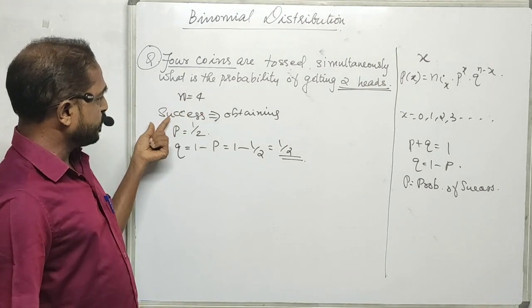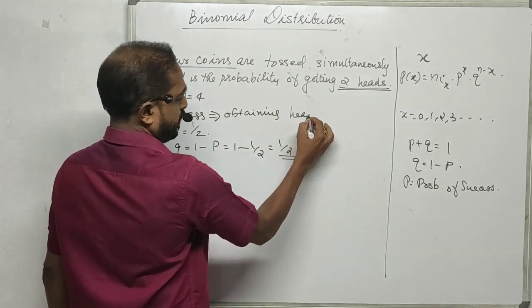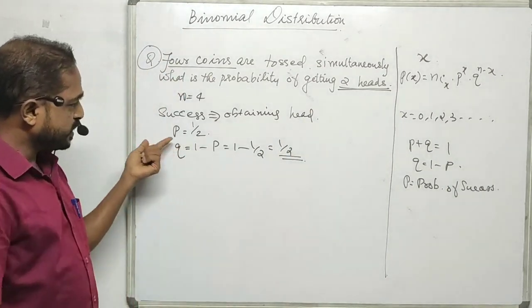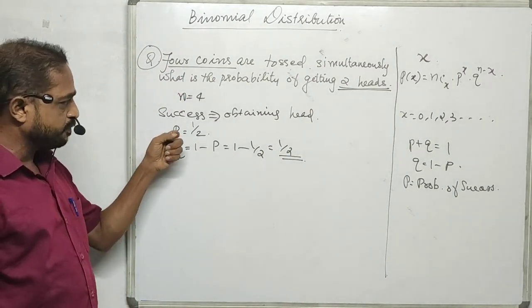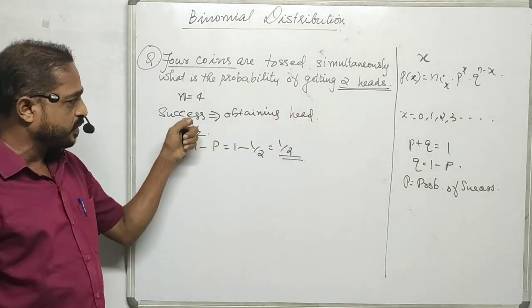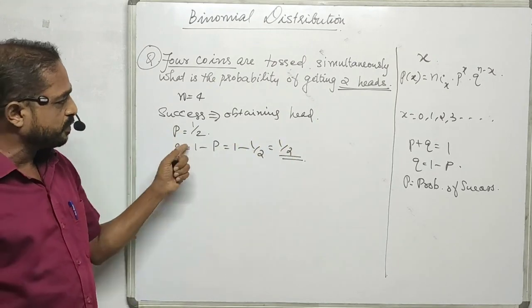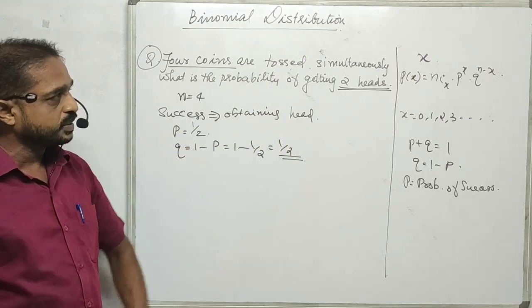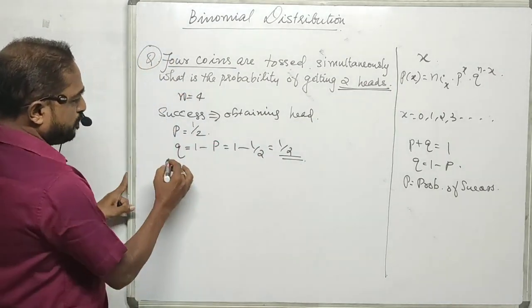So n is equal to 4. Success is obtaining head here. And P is the probability of success in a single trial. What is the probability of obtaining head when a coin is tossed? It is 1 by 2. So what will be Q? Q is nothing but 1 minus P, that is 1 minus 1 by 2, that is 1 by 2. So what is the probability density function? P of x.